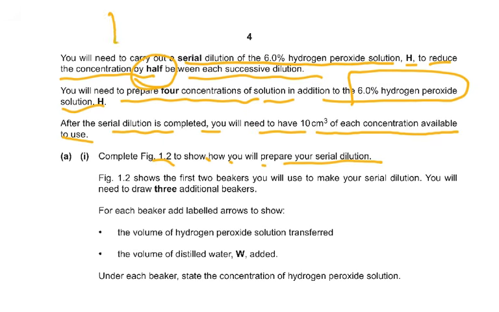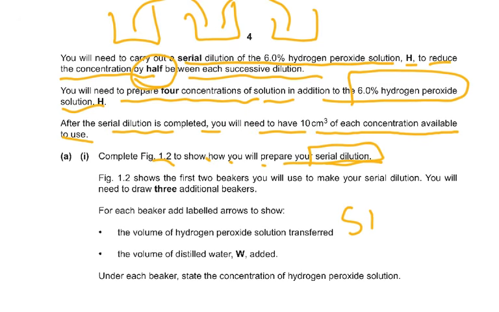Serial means you take it from one beaker, put it into the next beaker, then take it from this beaker and put it into the next. So it's called serial. That's why it's called serial dilution. Serial dilution, S-E-R-I-A-L. The other is simple dilution.